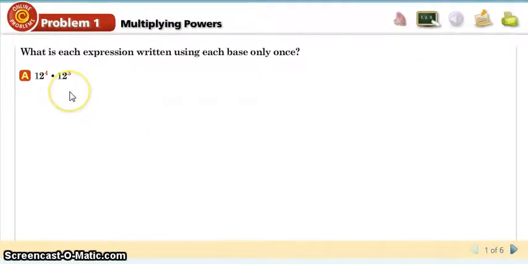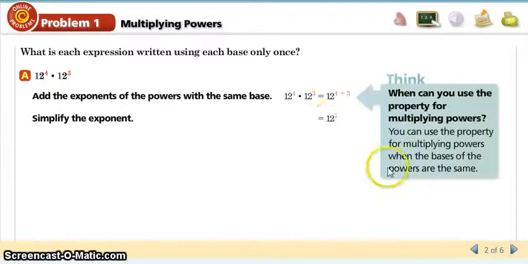All right, so let's look at this expression. Using that property, we have the same base. Both of these are 12. We are multiplying. And we have a 4 and a 3 for the exponents. So rewrite your base one time, and then add your exponents. 4 plus 3 is 7. It's that simple. When you're multiplying powers that have the same base, when it's a multiplication problem and it's the same base, you add your exponents.